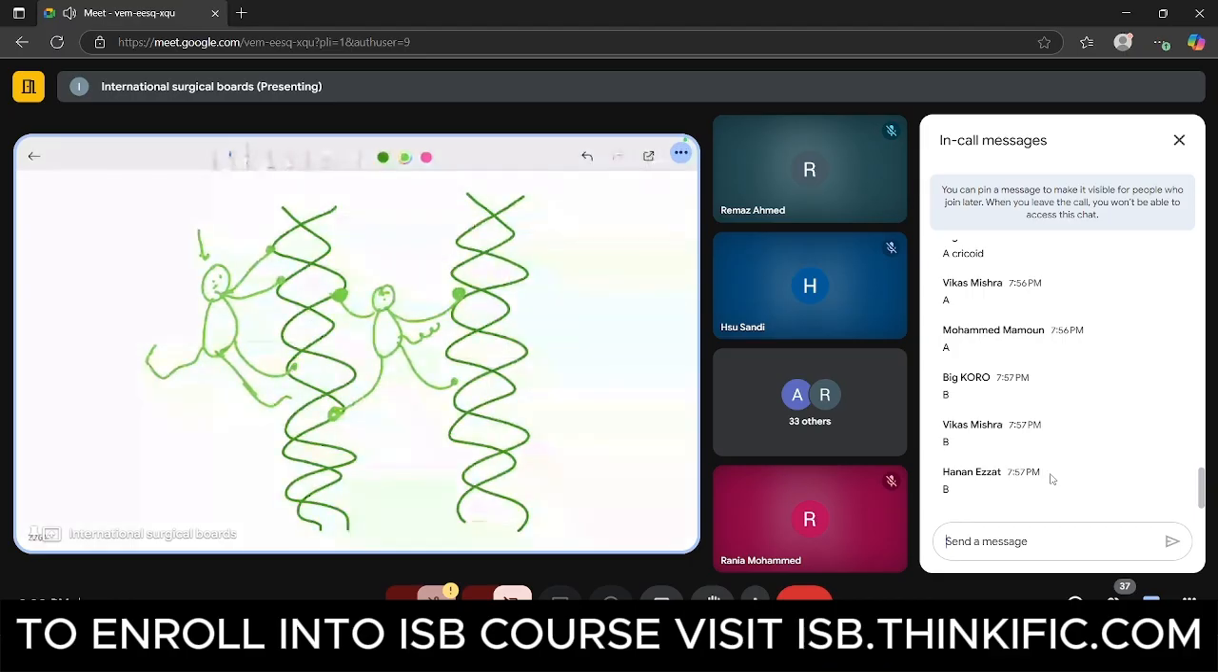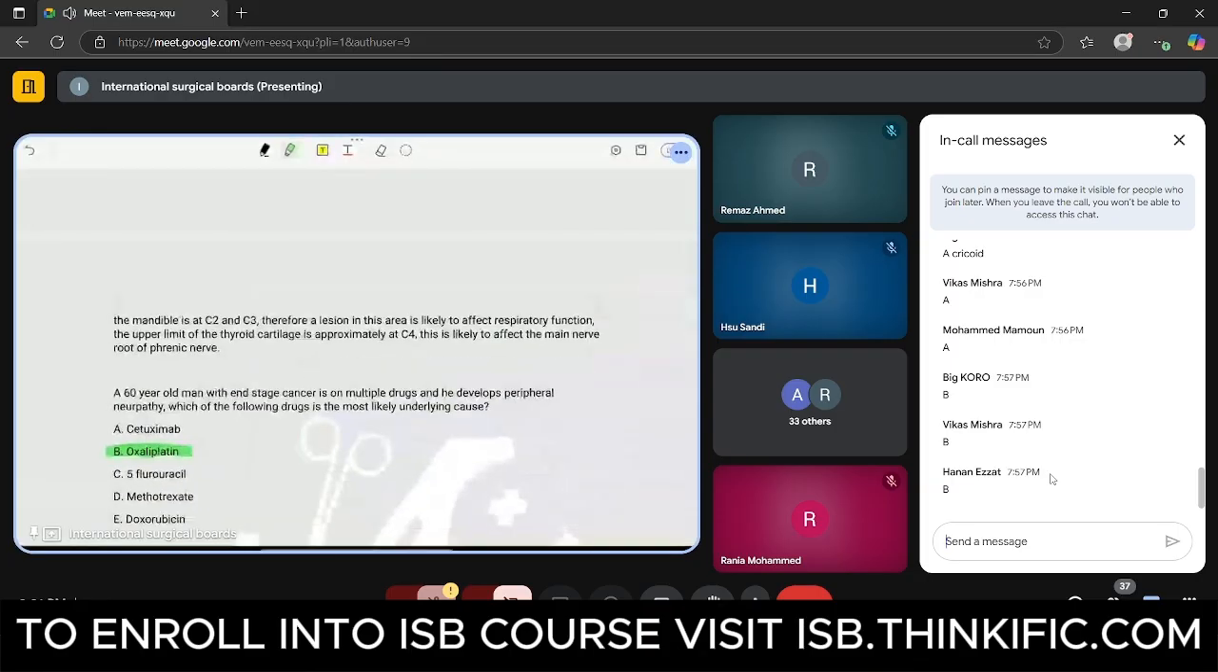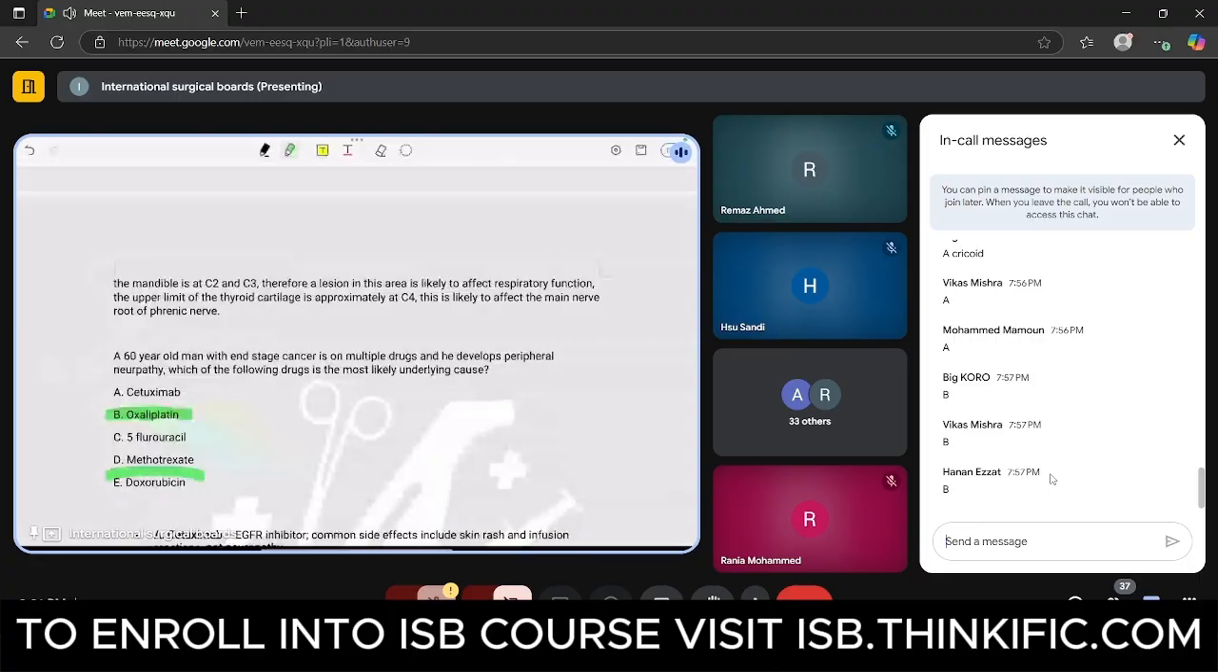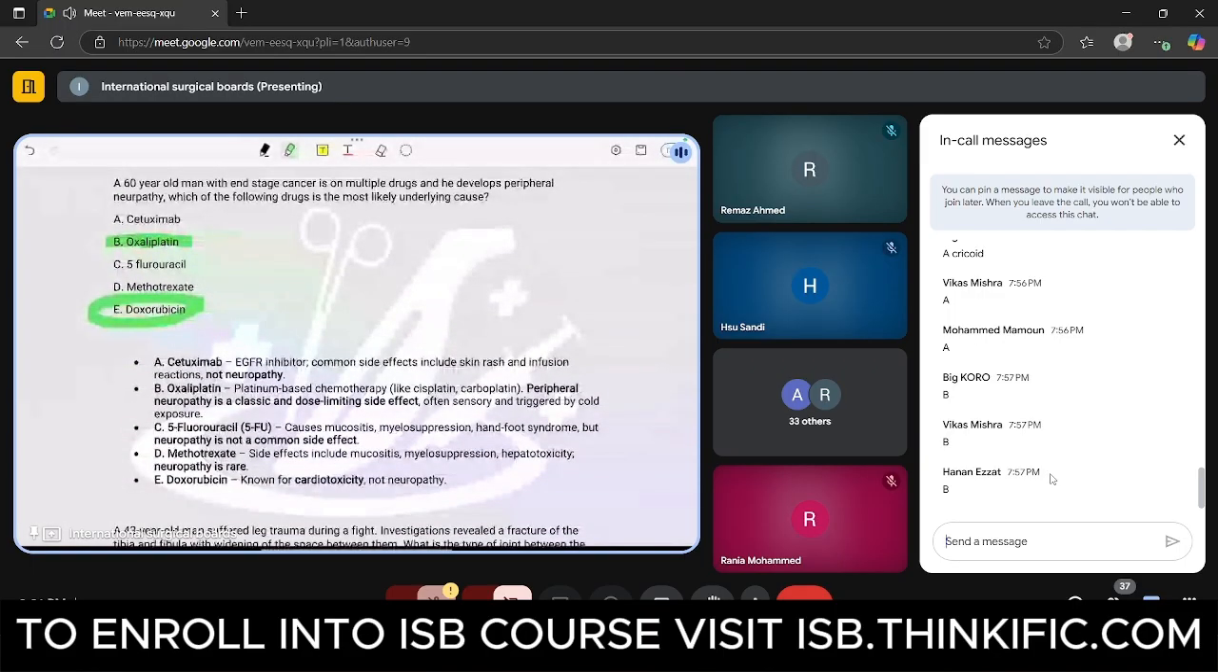Okay. Anyway, let's come back to the discussion here. Doxorubicin, by the way, if you want to know, it's very famous for cardiotoxicity, right? Very famous for cardiotoxic effect. Here's this explanation, shows you what are the commonest side effects in every option. For example, cetuximab, which is what? Epidermal growth factor receptor. The common side effect is skin rash, infusion reaction, but not neuropathy. It does not cause neuropathy.